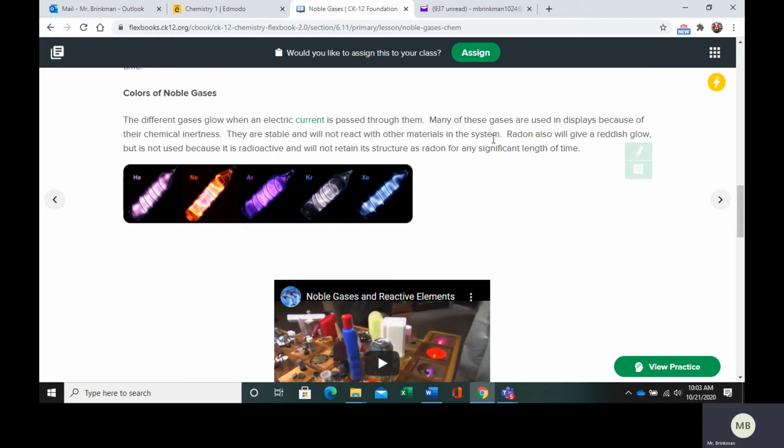So this is why we have a lot of neon signs. We use neon in signs that have lights because neon is going to stay stable. It's not going to react with other things in the environment. So radon gives a reddish glow, but it's not used because it is radioactive. So it's not going to keep its structure as radon for a significant length of time.